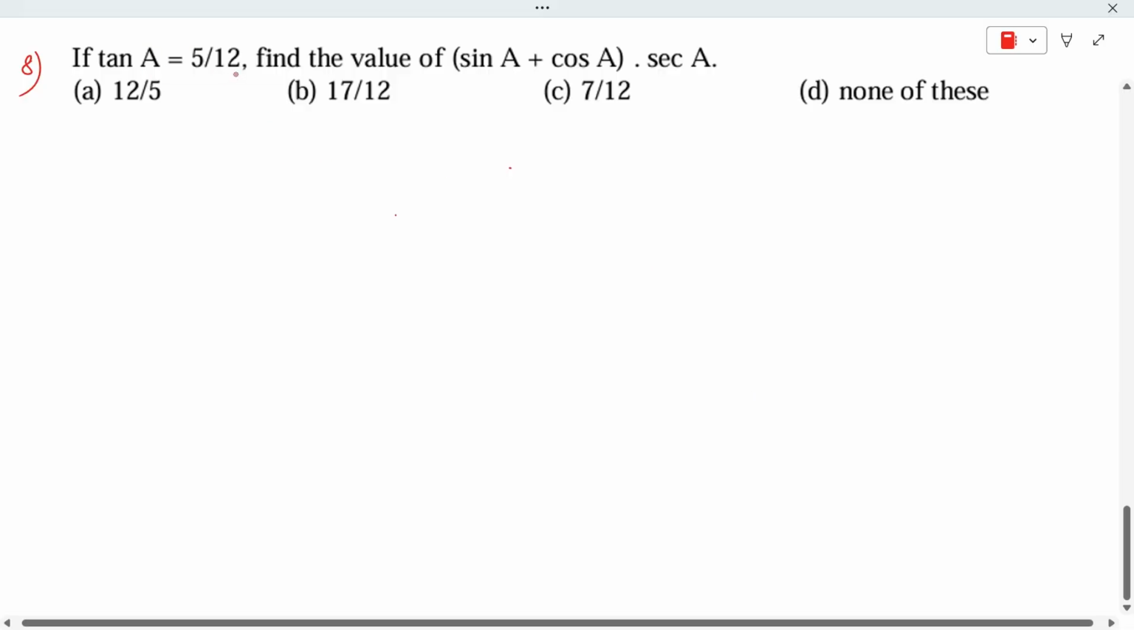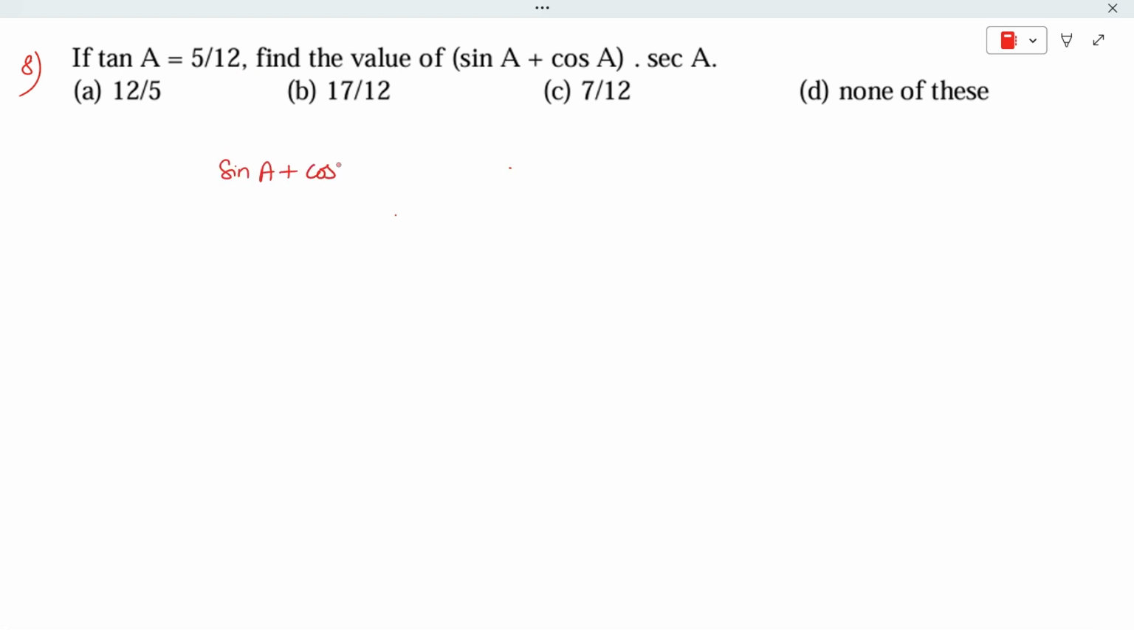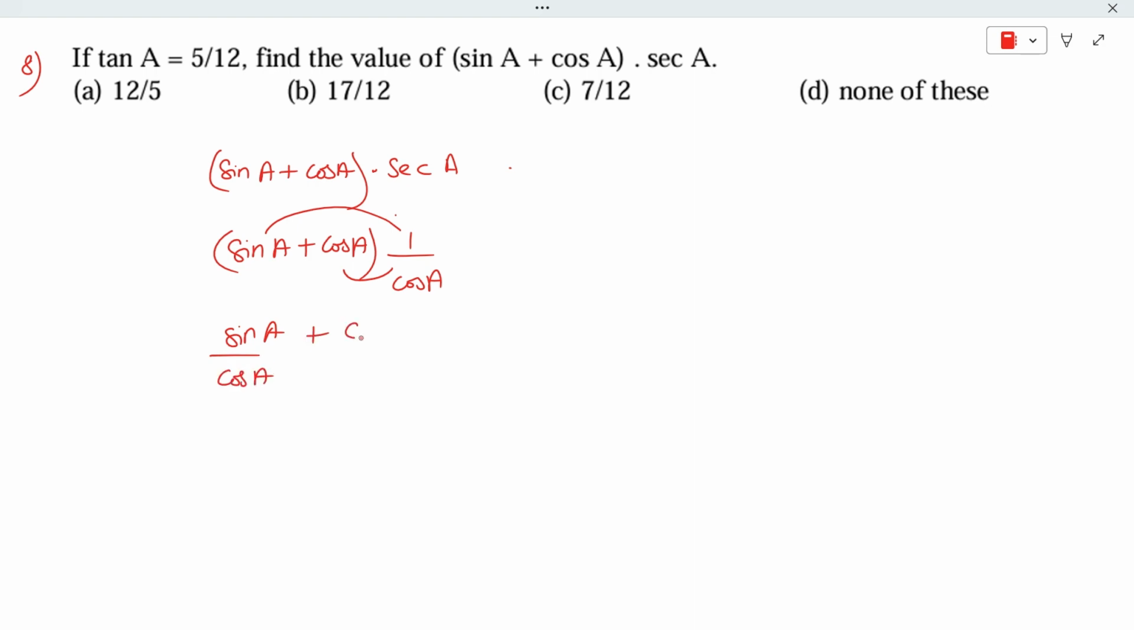If tan A is equal to 5 by 12, I need to find the value of (sin A plus cos A) into secant A. So I know secant A is 1 by cos A, right? So I'm just replacing secant A as 1 by cos A. If I use the distributive property, evaluating the bracket, I will get sin A into 1 by cos A, which will be sin A by cos A plus cos A by cos A, right?